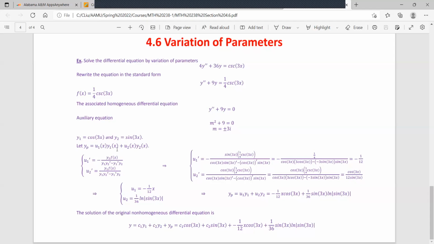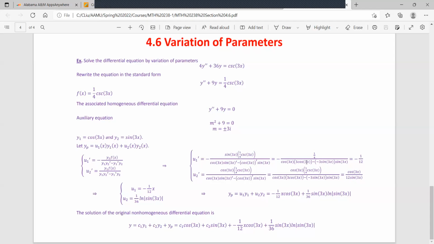So y2 is just sine 3x, and f is 1/4 cosecant 3x, and y1 is cosine 3x. So just plug in everything here. Now you just take the derivative of sine 3x and cosine 3x. Okay, so we got cosine 3x times the derivative of 3x, which is 3. Similarly, the derivative of cosine 3x is just negative 3 sine 3x times the derivative of 3x, which is also 3.